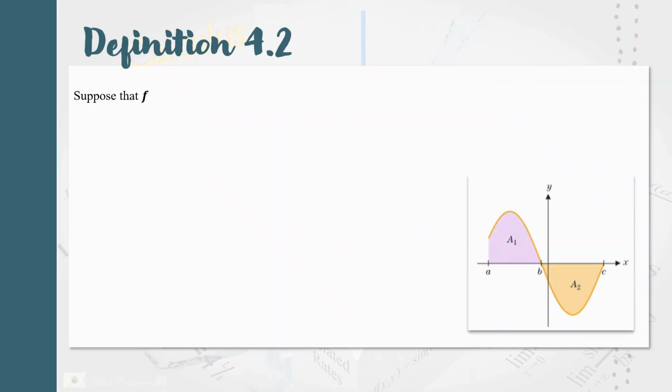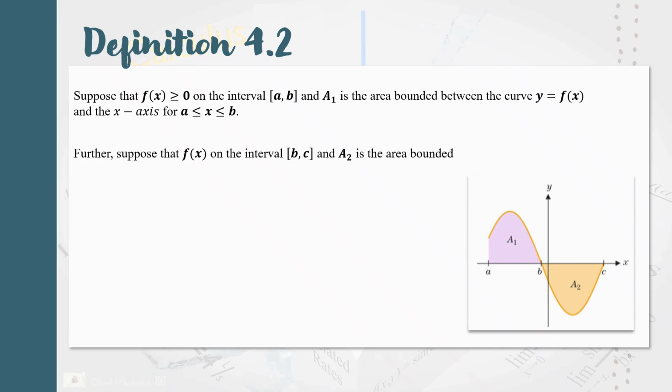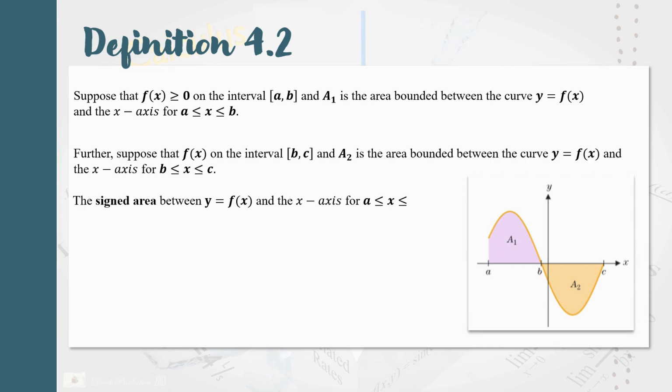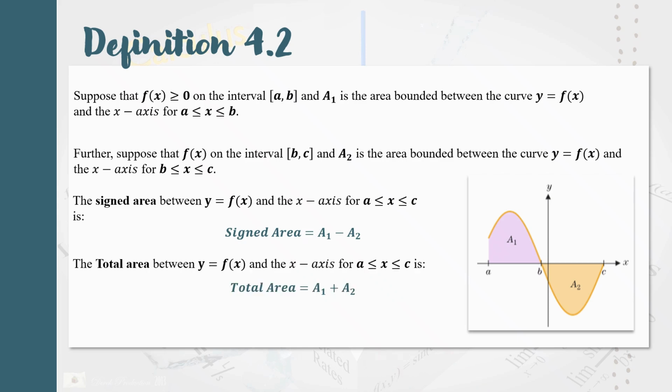This is a really important definition. When you look at over here, the signed area and the total area, this difference you should know. When I consider the signed area between the function and the x-axis, we are traveling from A until C. When we look for signed area, it is considered with the sign, A1 minus A2.